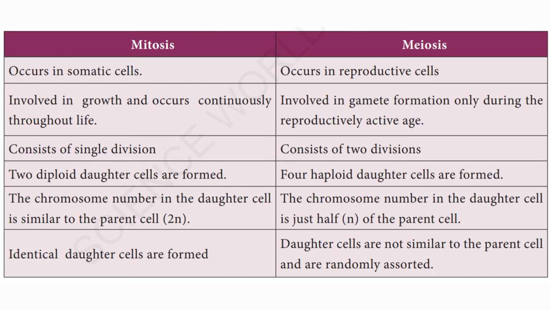In mitosis, two diploid daughter cells are formed. In meiosis, four haploid daughter cells are formed. In mitosis, the chromosome number in the daughter cell is similar to the parent cell, that is 2n. In meiosis, the chromosome number in the daughter cell is just half, that is n, of the parent cell. In mitosis, identical daughter cells are formed. In meiosis, daughter cells are not similar to the parent cell and are randomly assorted.